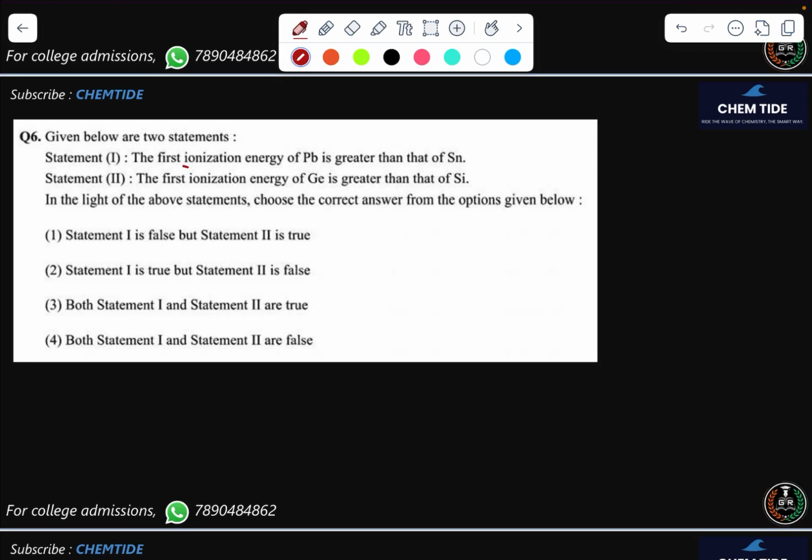Question 6. The first ionization energy of Pb is greater than Sn. This is true only, fact-based answer. And the first ionization energy of germanium is greater than silicon. This is wrong. So first is true, second is false, fact-based question.